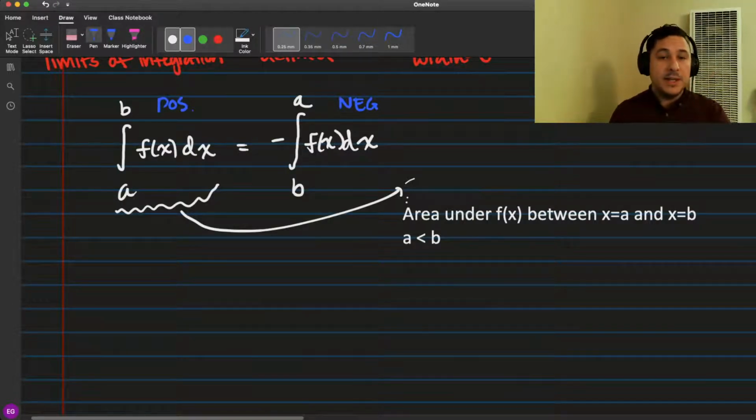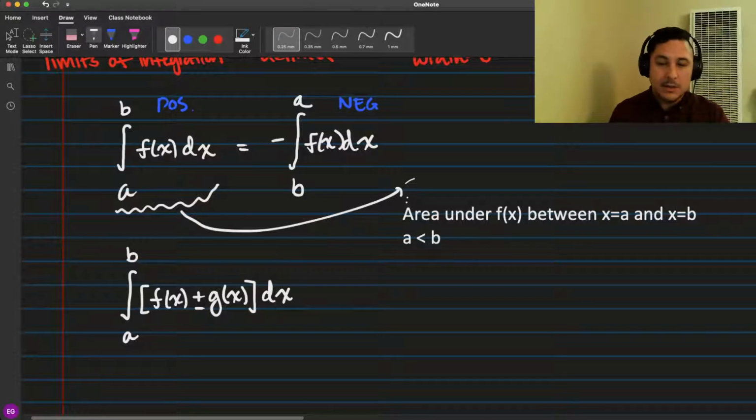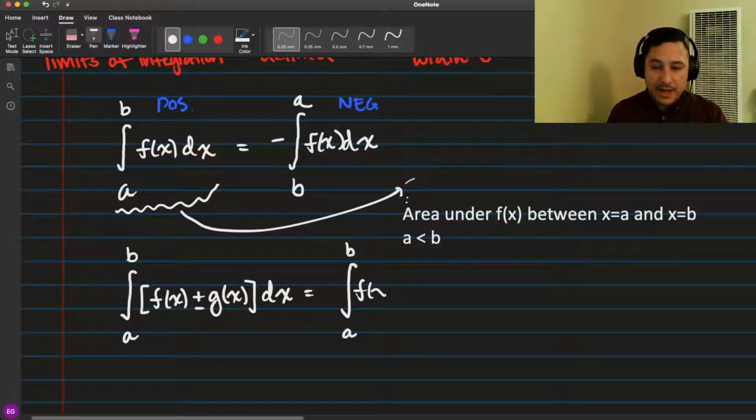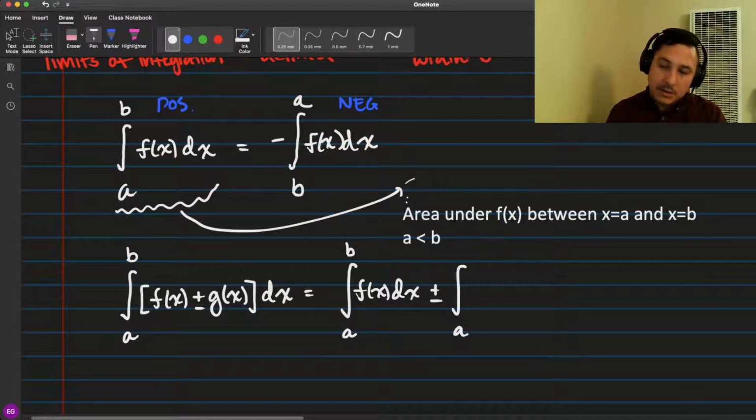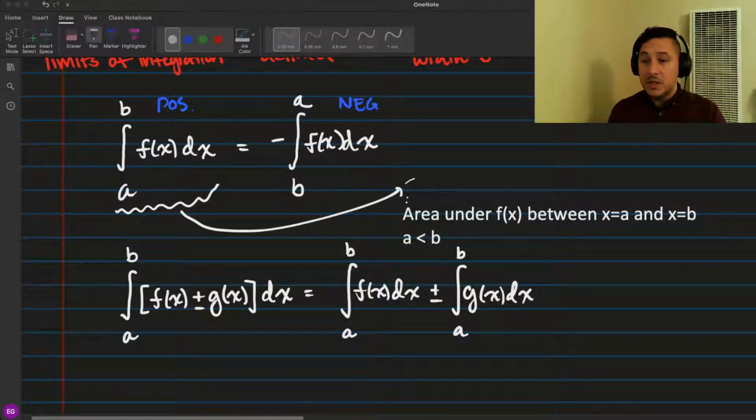Okay, there's some other properties. These are going to look really similar to the derivative rules. So let's say that you're integrating from a to b, and you're integrating f of x plus or minus g of x dx. So what you can do is actually split this up. You can integrate from a to b f of x dx, and then you can add or you can subtract the integral from a to b of g of x. Okay, right, so this should look familiar to the derivative rules.